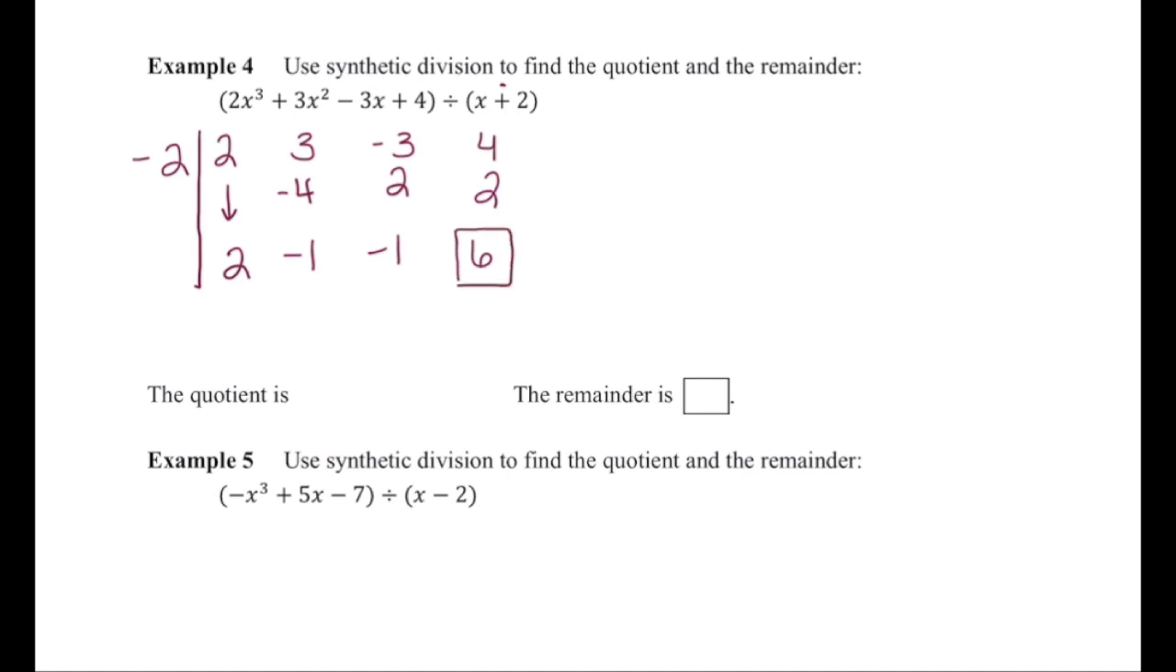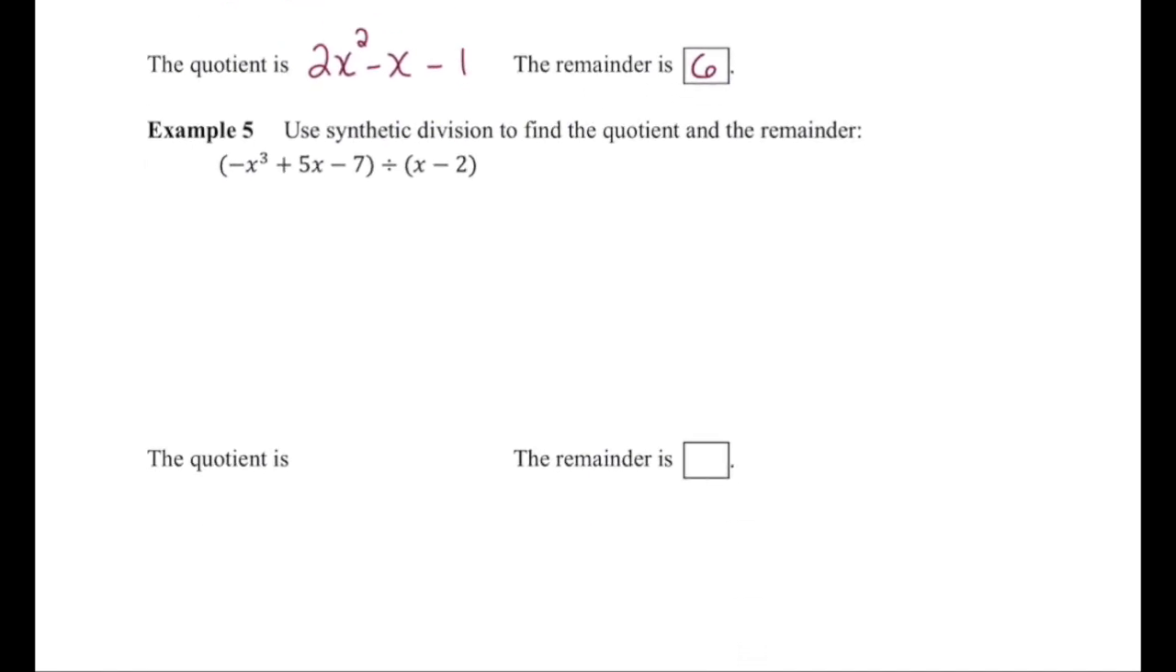Here is our remainder. We'll have no x's, x, x squared, and we would keep building the x's as long as we go, but this is our reduced polynomial. So our quotient is 2x squared minus 1x minus 1 with a remainder of 6.